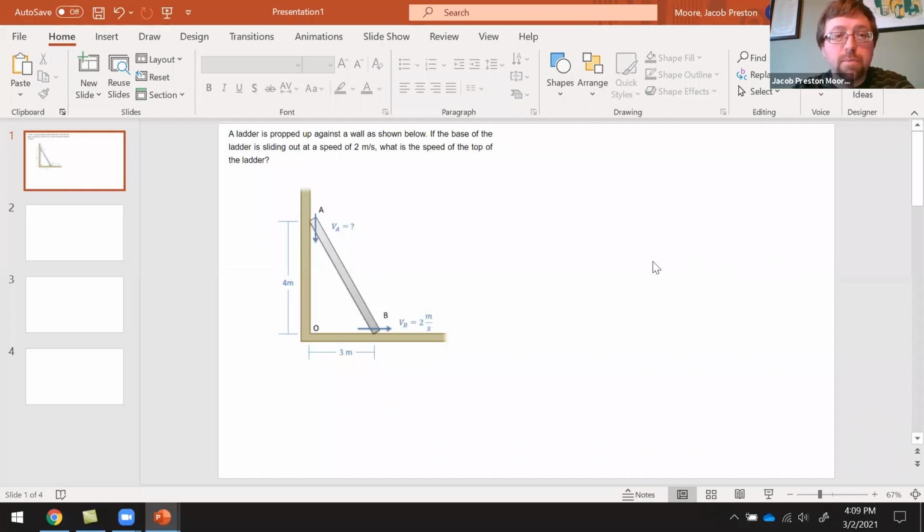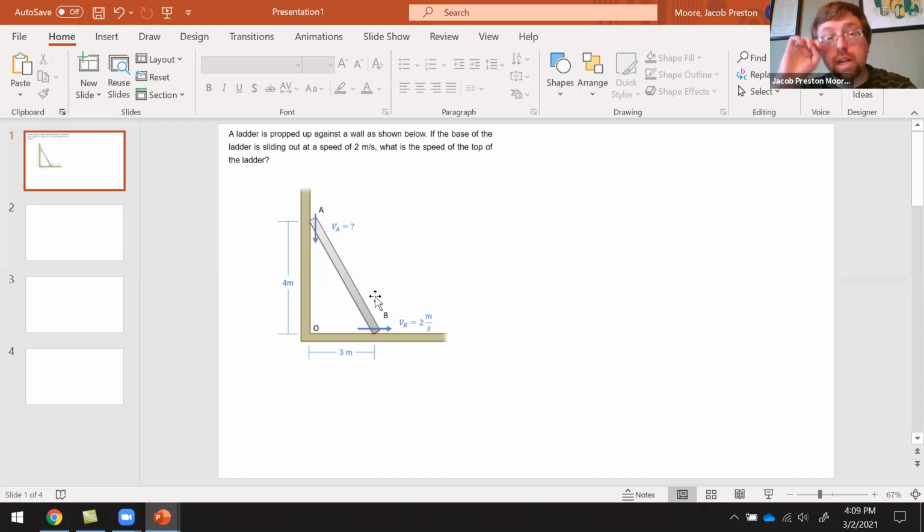Hello, for this worked example, we are working with a ladder that's kind of propped up in a corner. So this is the wall, the floor, and the ladder itself between A and B. The base of the ladder is slipping out at a speed of 2 meters per second. We want to know, based on its current orientation, what is the speed of the top of the ladder?